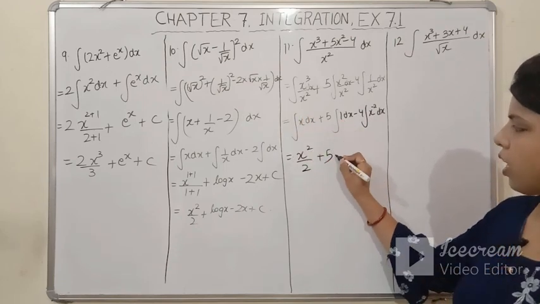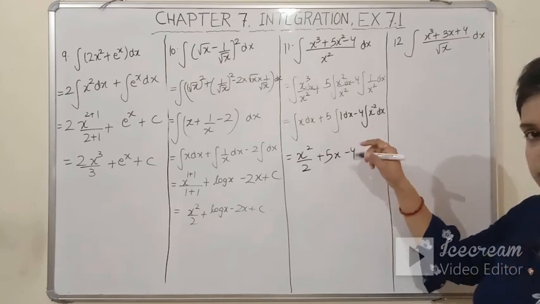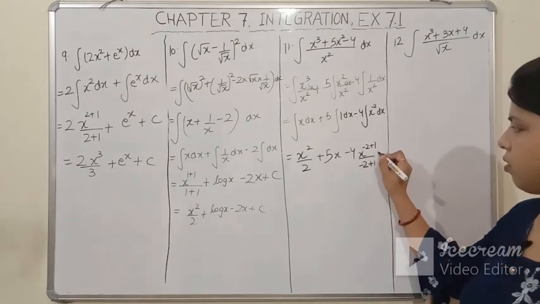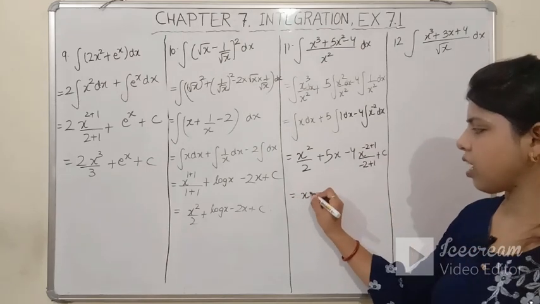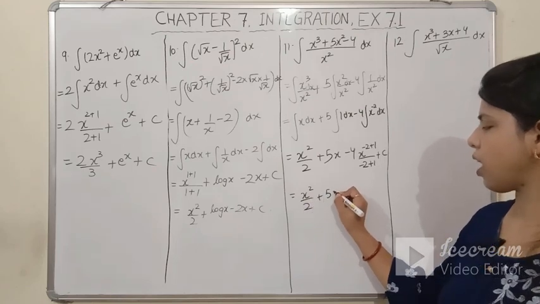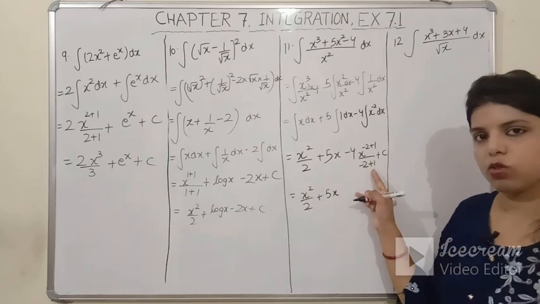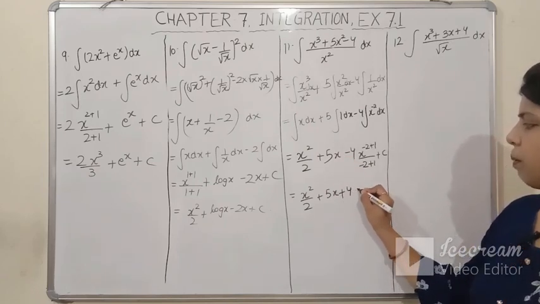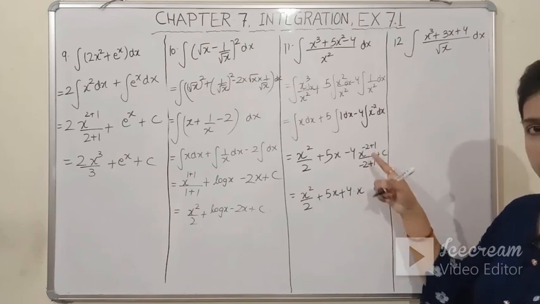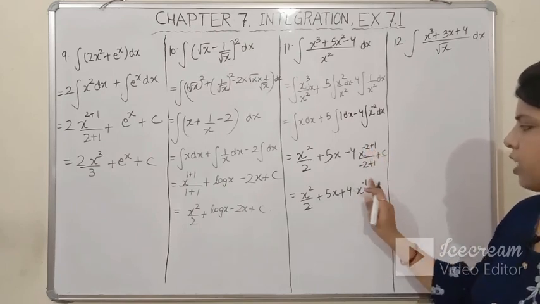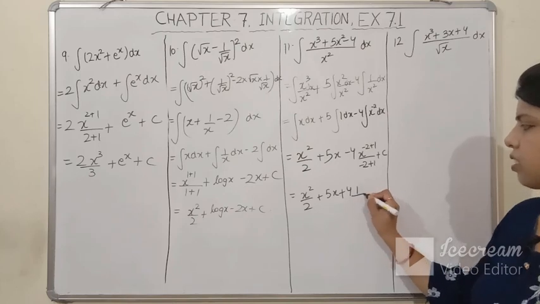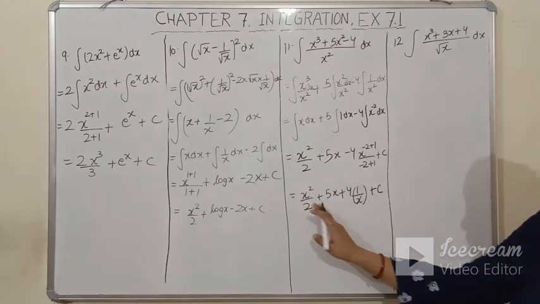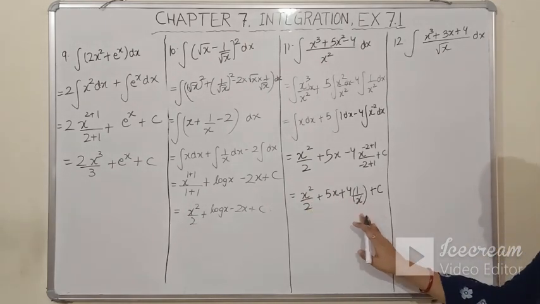The integration of 1 is x. The integration of x raised to power minus 2 can be minus 2 plus 1 upon minus 2 plus 1 plus c. So here I get the answer x square upon 2 plus 5x. Now minus 2 plus 1 is going to be minus 1 and minus minus will become plus. And this will become x raised to power minus 2 plus 1 will be minus 1 and x raised to power minus 1 can be written as 1 by x plus c. So this is our final answer, x square upon 2 plus 5x plus 4 by x plus c.